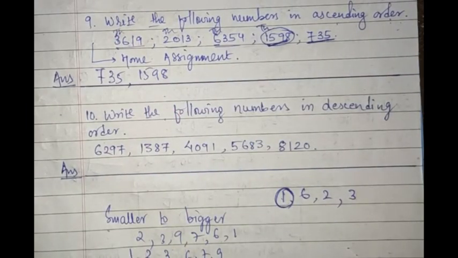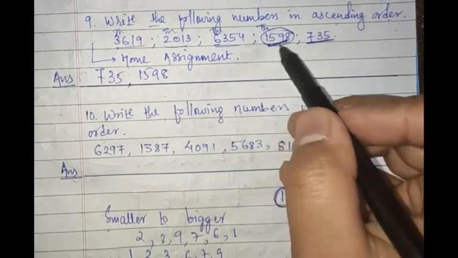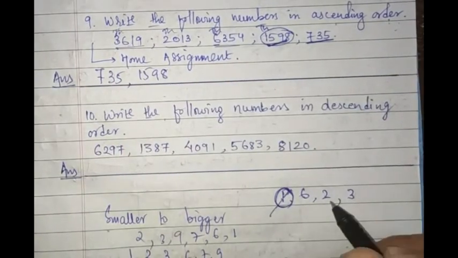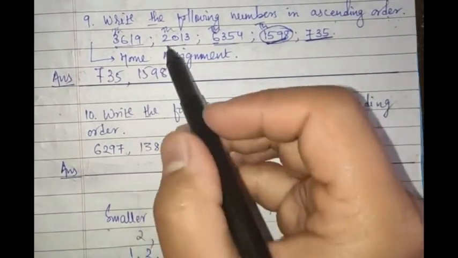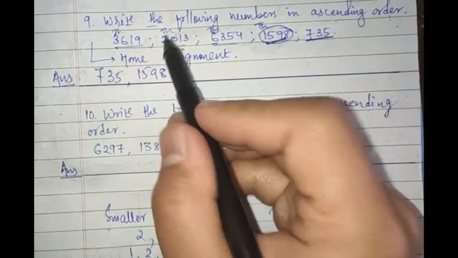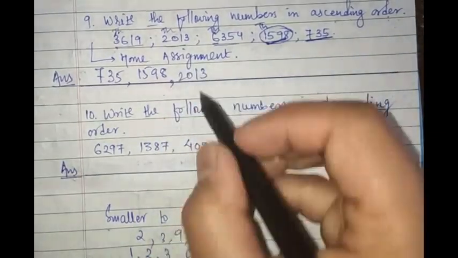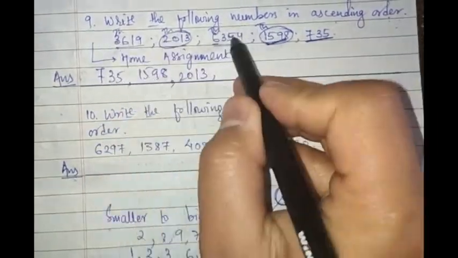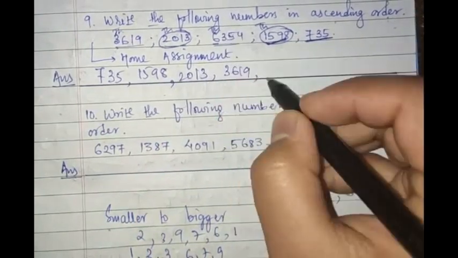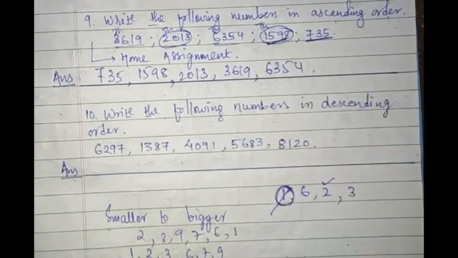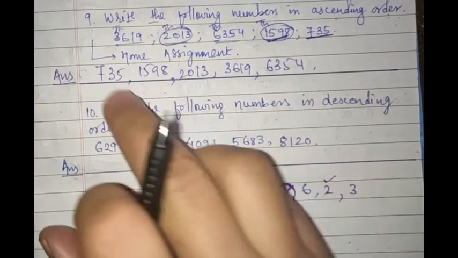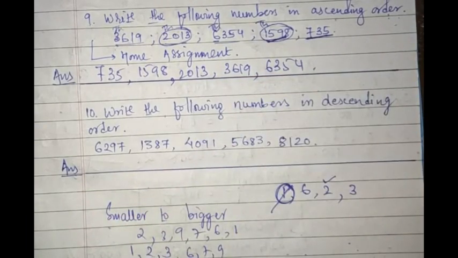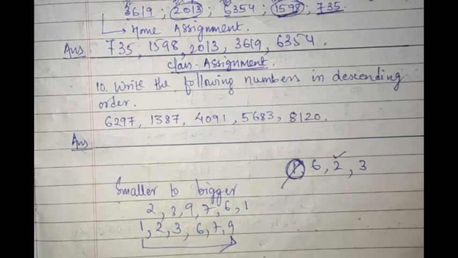Similarly, now excluding this, we will look at the next place. Which one is the smallest? Sorry, 2 is the smallest. So which number has 2? 2013. So 2013 is the third smallest number. Now remaining between these two, 3 and 6, 3619, and the final one 6354. So here we have the ascending order: 735, 1598, 2013, 3619, 6354. So with that we are over with the home assignment.